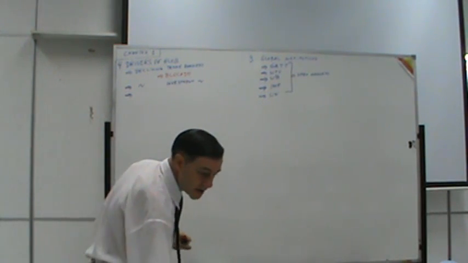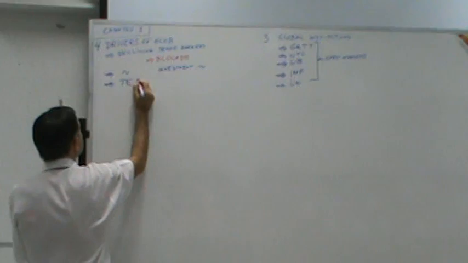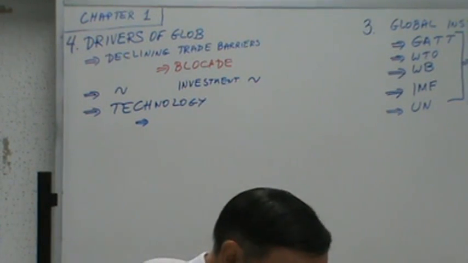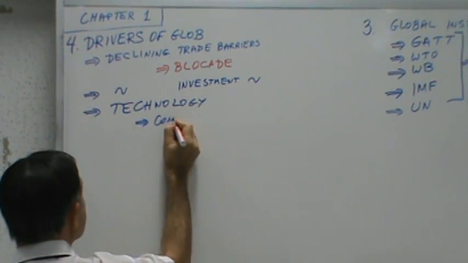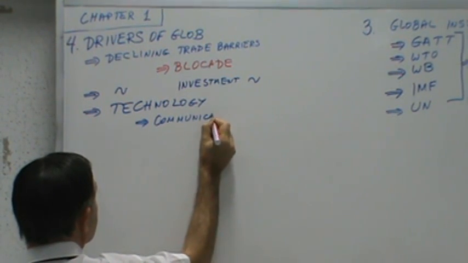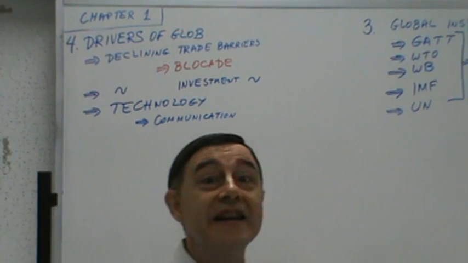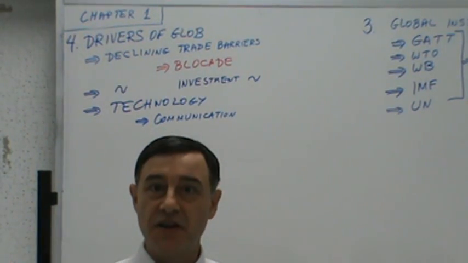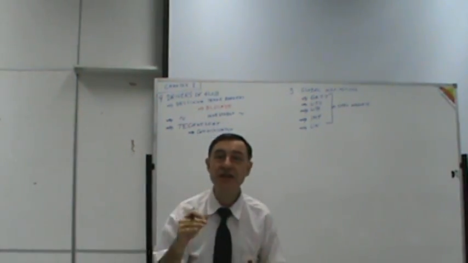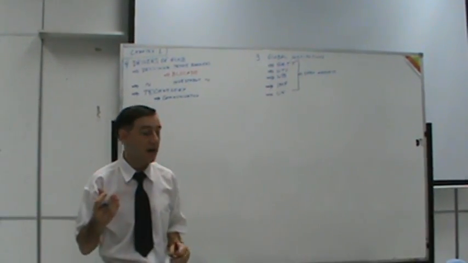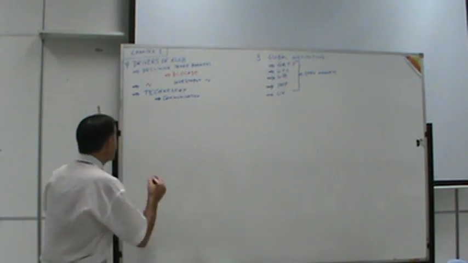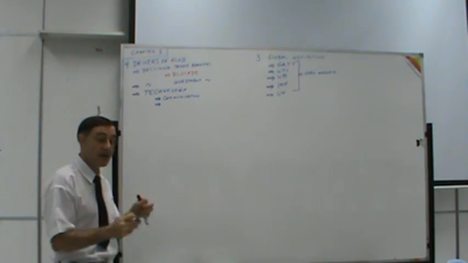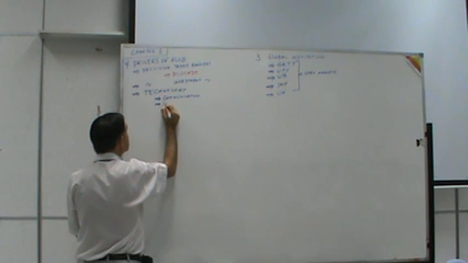Number three is technology. And within technology, you got communications, such as high-speed internet networks, like fiber optic, satellite communications. Okay, these allow for very high data transfer. With data transfer and high speed of transfer, you have a high speed of computer processing, so we have information processing.